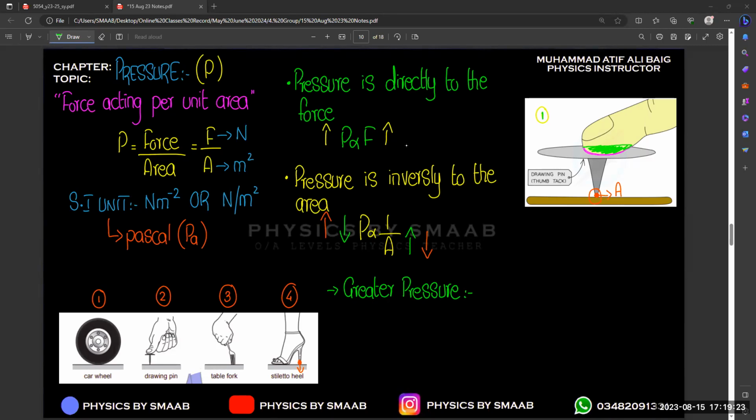So all of you are okay with number two. In number two, we have the greatest pressure, right? In example number two we get a greater pressure, because it is the example of a thumbpin, and the thumbpin can easily penetrate. So there will be a greater pressure.